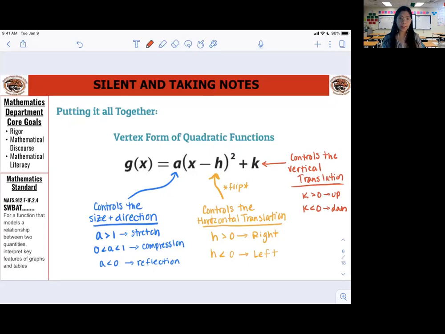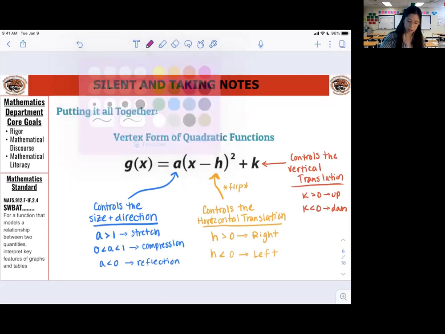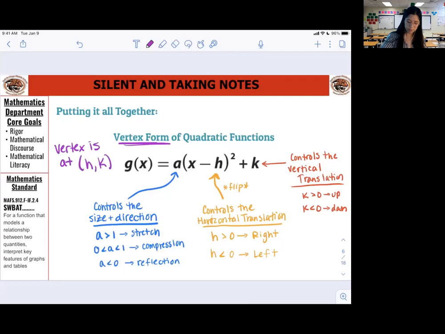Now, there's one last thing about vertex form. It's called vertex form for a reason, because you can always figure out where the vertex is by looking at H and K. The vertex is going to be at the coordinate point that is just H comma K.